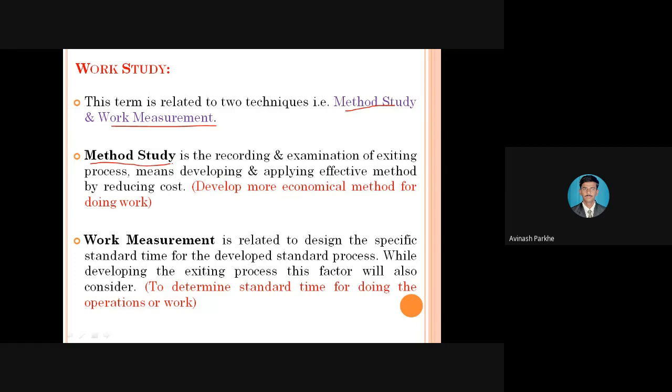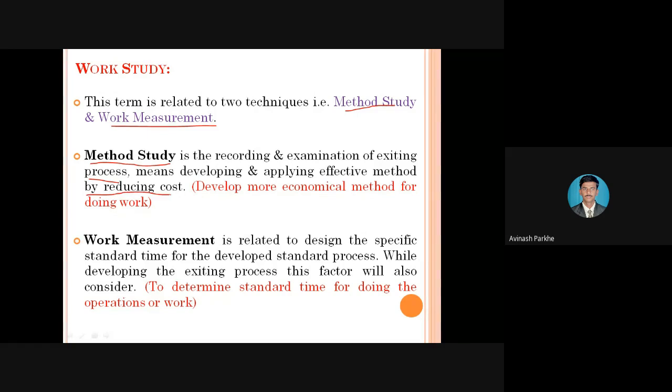In addition to that, if I have to go for changes in the existing process, whatever process is already available, and in that process I have to make some modifications, such modifications we can also do by using this method study concept. So if you read this definition, method study is the recording and the examination of the existing process, developing and applying the effective method by reducing the cost.